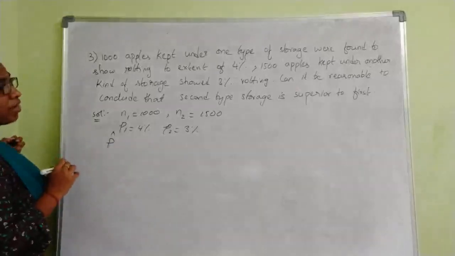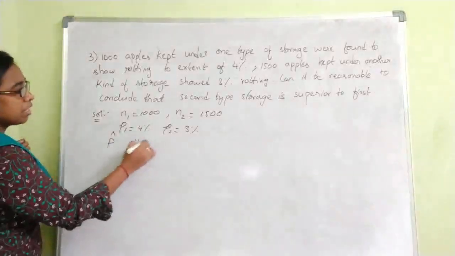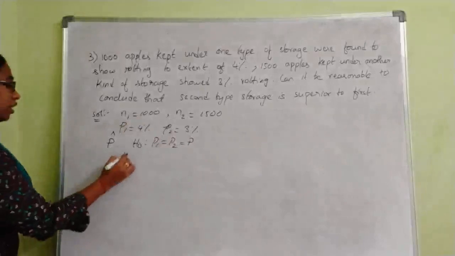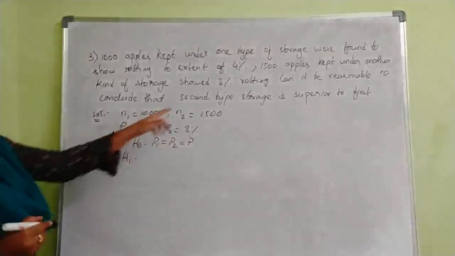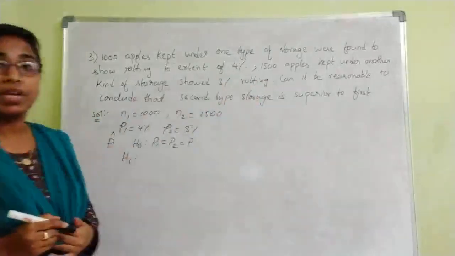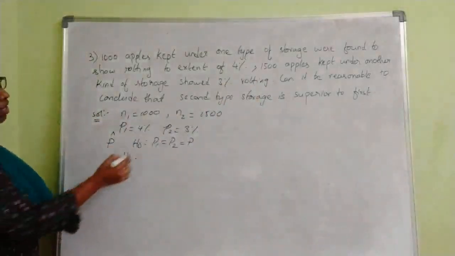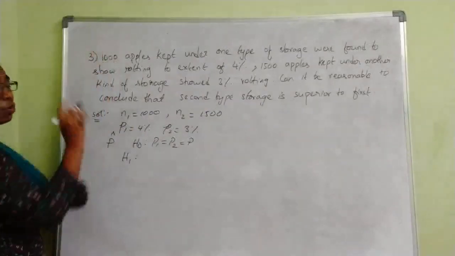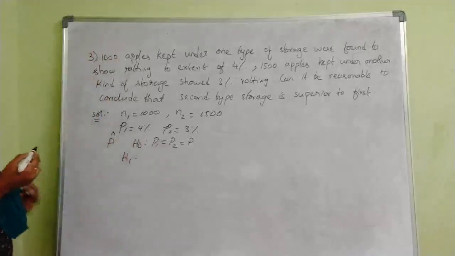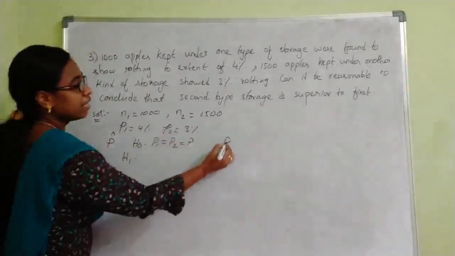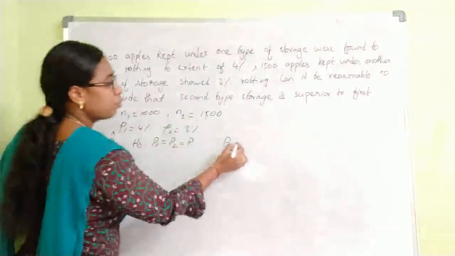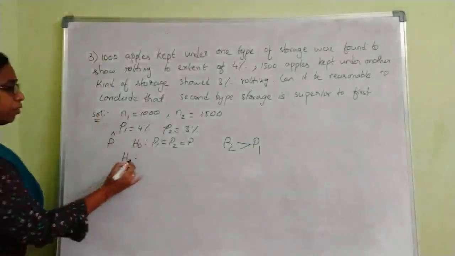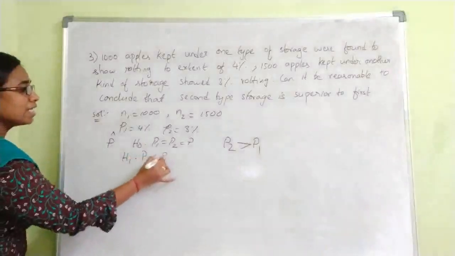After estimating the P value, how to write the null hypothesis? H0 we write P1 equals P2 equals P. So under H1 what are we going to write? Here it is given second type storage is superior to first. What is P1? It is the proportion of the first type of storage. P2 is the proportion of the second type storage. Here we have to find that P2 is superior, meaning P2 is greater than P1. Generally we write first P1 then P2. So H1 is given as P1 is less than P2.